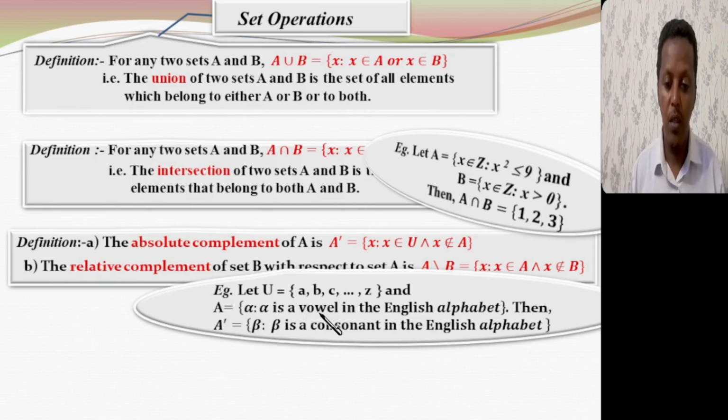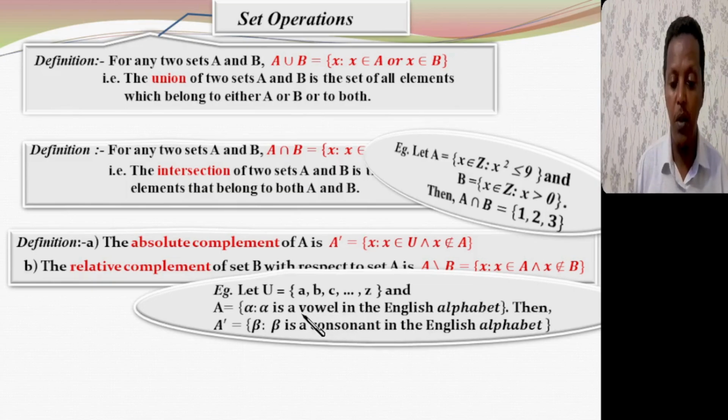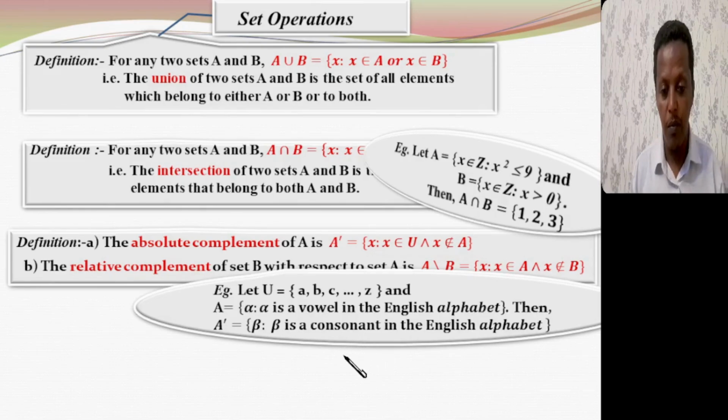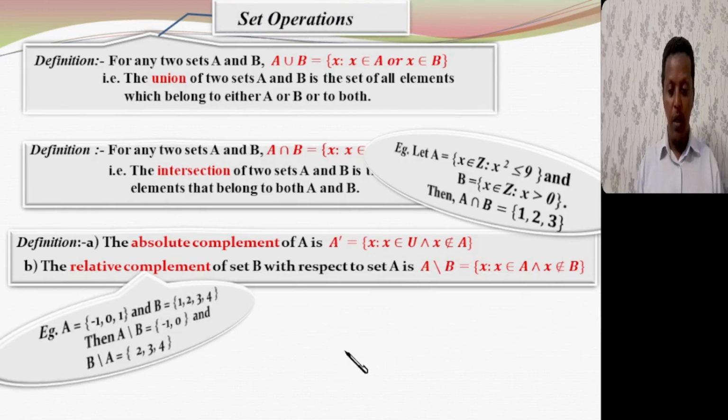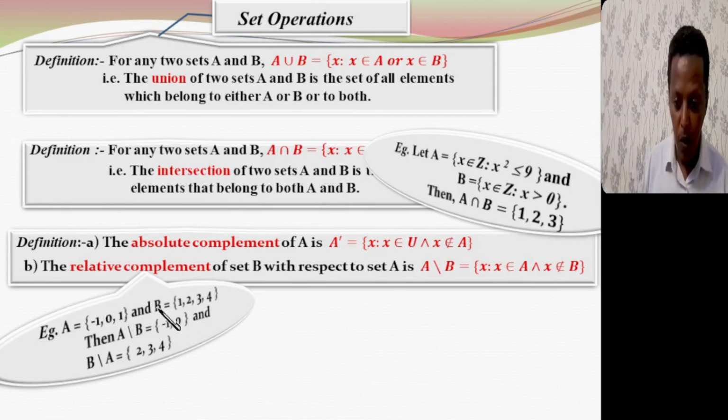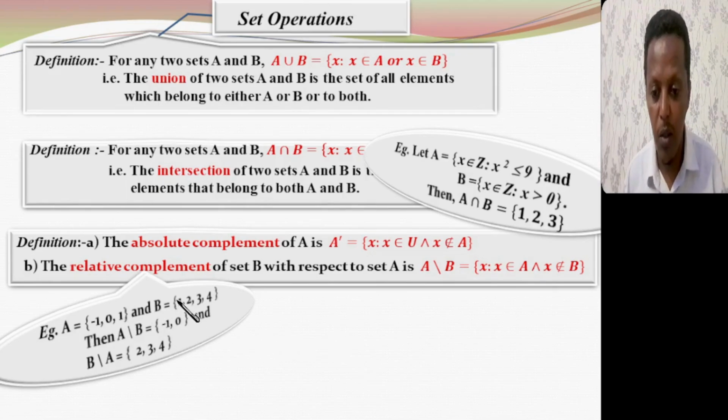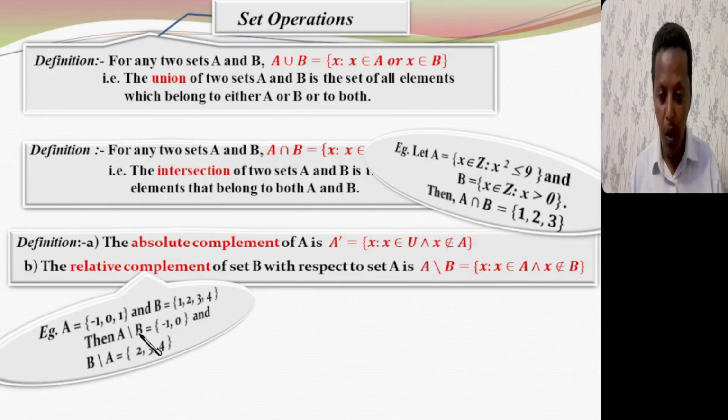Because A contains vowels in the English alphabet, the complement means the English alphabet letters which are not vowels. What will they be? Consonants. And again, for the relative complement, you can consider these two sets, A and B. Now A without B will contain what? Elements only in A but not in B.